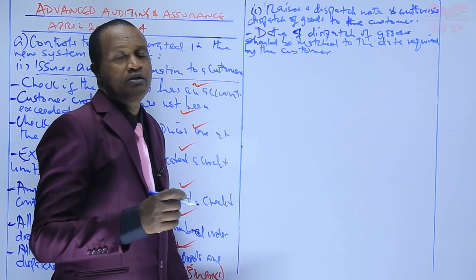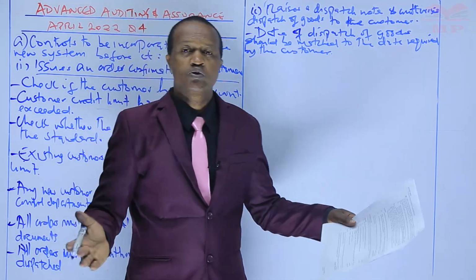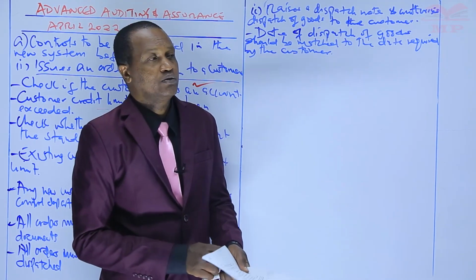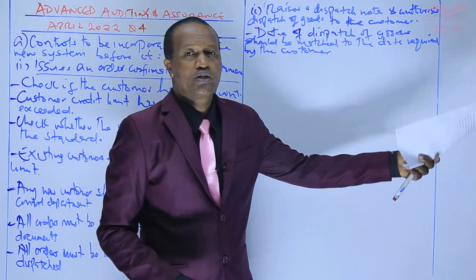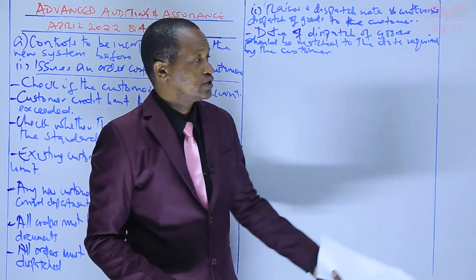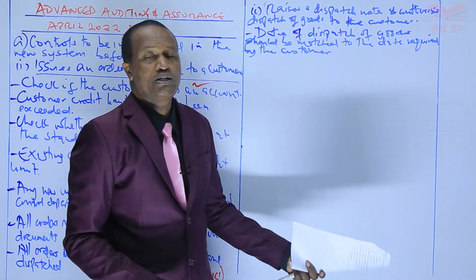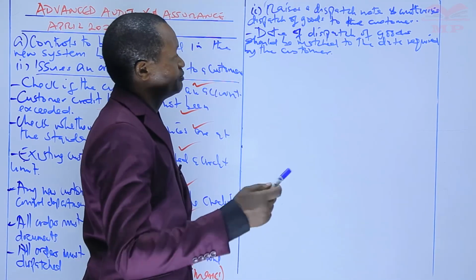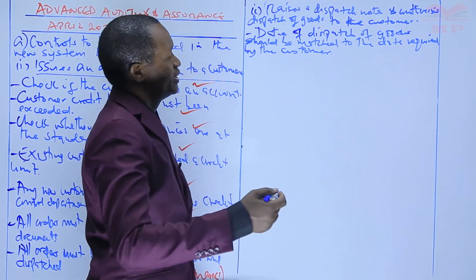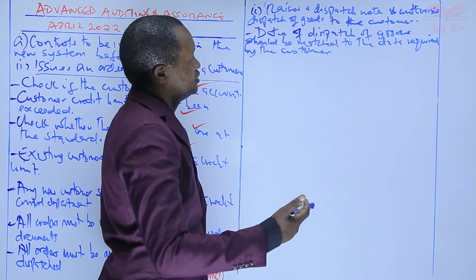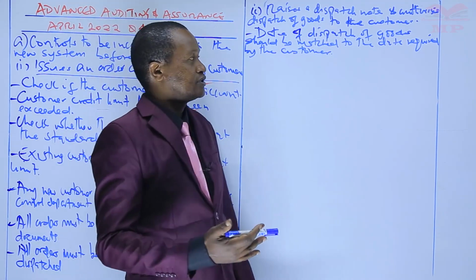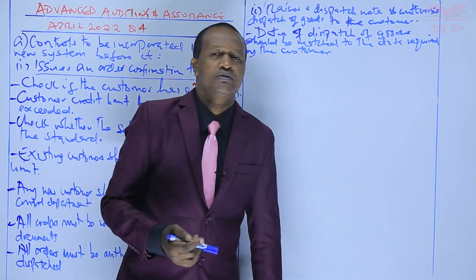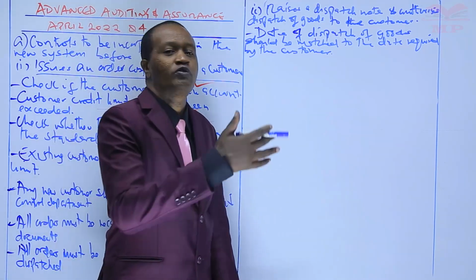Why? Because maybe on 25th of July, the customer may not have opened his or her business, and you may send the goods to the customer and find the customer's shop is closed, and that would mean an extra charge on the part of the company. So it's important when dispatching to check that the date of dispatch of goods matches the date that the customer requires the goods to be delivered.